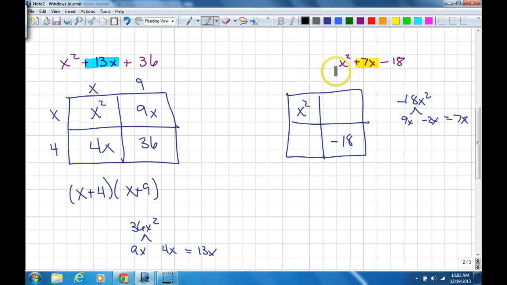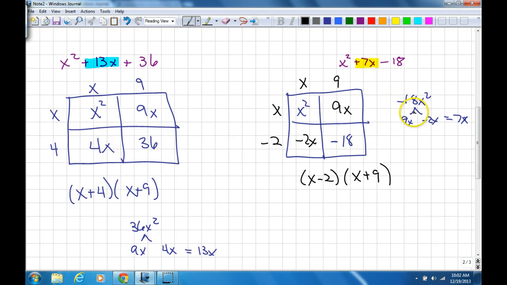Okay, so I'm going to put a 9x here and a negative 2x here. What can I take out of the top row? X. How about the bottom row? Negative 2. Okay, this one I can take out an x. This one's a 9. So my answer to this is going to be x minus 2 and x plus 9. All right? So just be careful when you see a negative in there, you find your negative factors, okay?